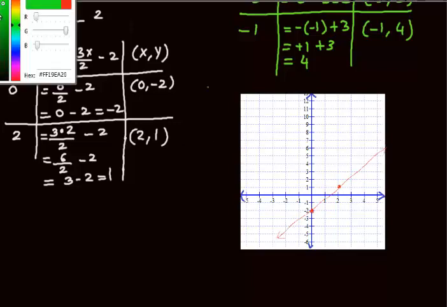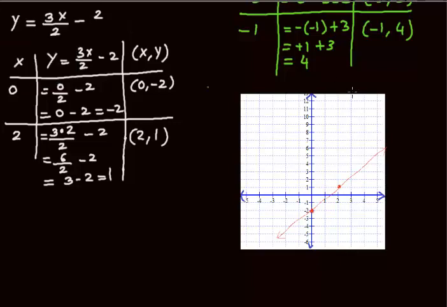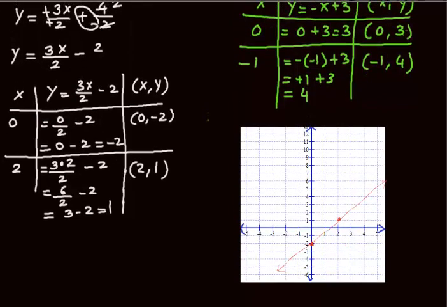Now I'll plot the points of the second equation on the graph paper, which is 0, 3. X coordinate is 0, y coordinate is 3. So the point will be here on the y-axis. The second coordinates are negative 1, 4. So negative 1, 4. The point will be this. Now if I join this, I will get the line like this.